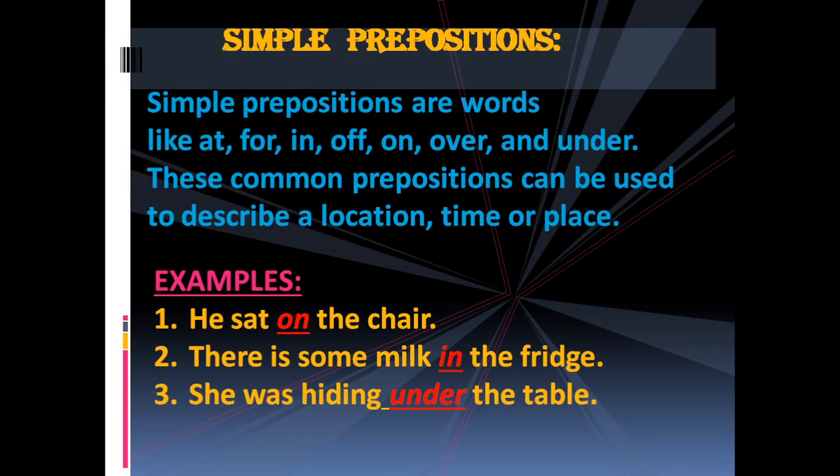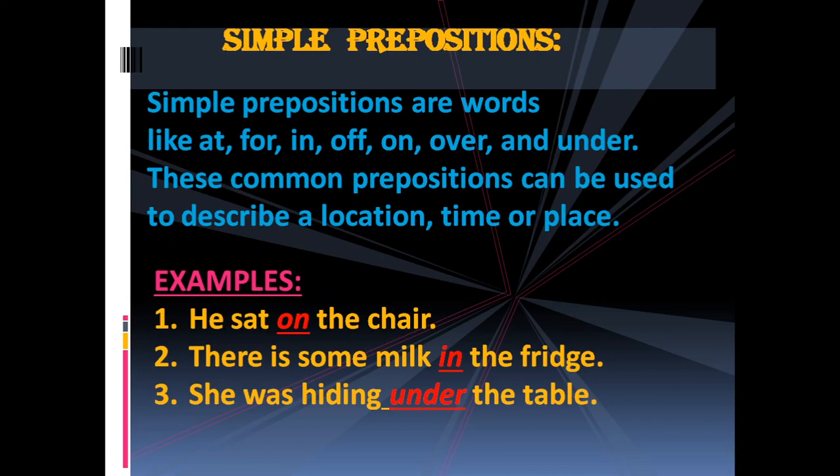We are now going to learn about simple prepositions. Simple prepositions are words like at, for, in, of, on, over and under. Simple preposition means a preposition in one word. When we use one word in the preposition, it is called a simple preposition. These common prepositions can be used to describe a location, time or place.